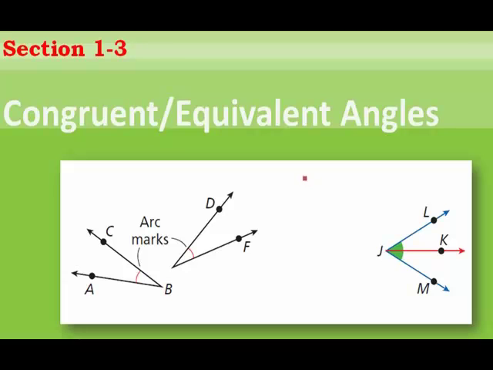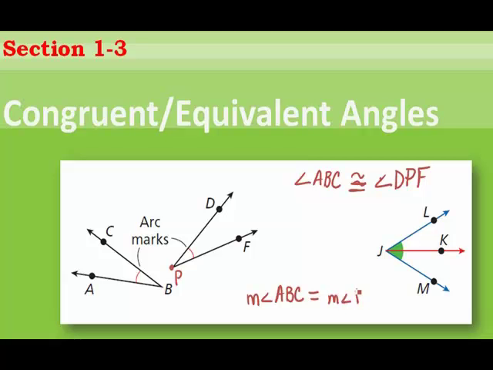So we would say something like angle ABC is congruent to angle, they didn't mark this, let's call this P, angle DPF. Or we can say the measure of angle ABC is equal to the measure of angle DPF. This says the angles are the same size. This says the measures of them are equal.